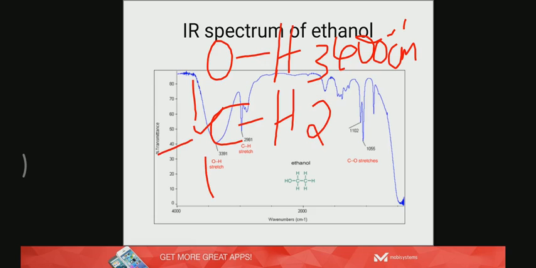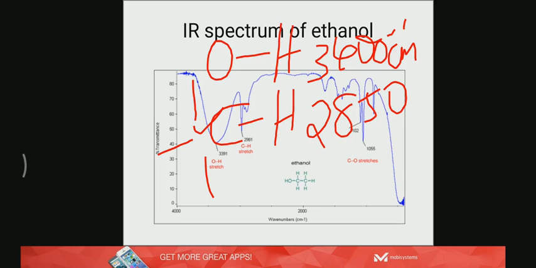Actually below 3000, it may be something around 2850, because it is aliphatic or sp3 carbon. So the CH stretching frequency of aliphatic carbon comes below 3000. And there will also be CH2 bending frequency around 1450 and 1375 extra. That's all not very significant, not very intense.